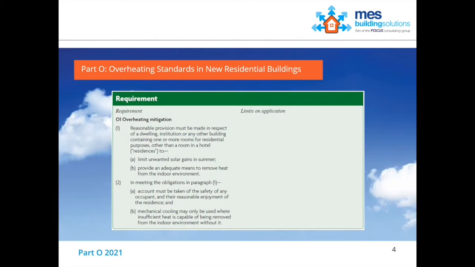And we can only use mechanical cooling as a means to remove heat if we have exhausted all passive means first. So we can't just go, oh, this is dead easy, we'll provide adequate means to remove heat from the indoor environment, whack a massive air conditioning unit on the roof. That is literally our last resort. So we've got to exhaust all of our passive means first, and then only then, if we have an unmitigatable residual overheating risk, then we can get rid of that with the use of mechanical cooling.